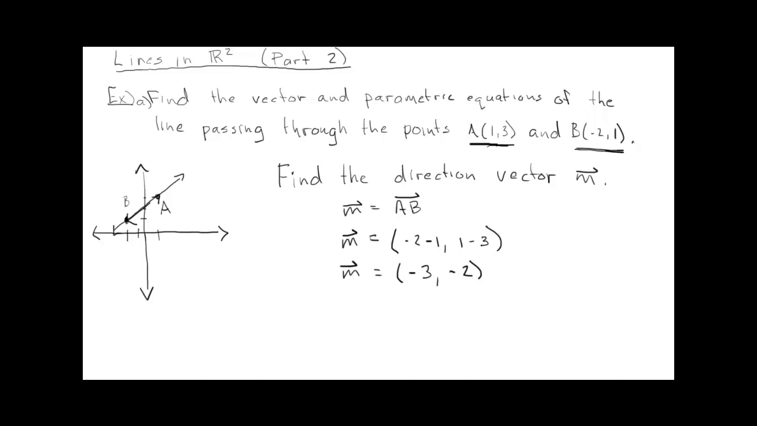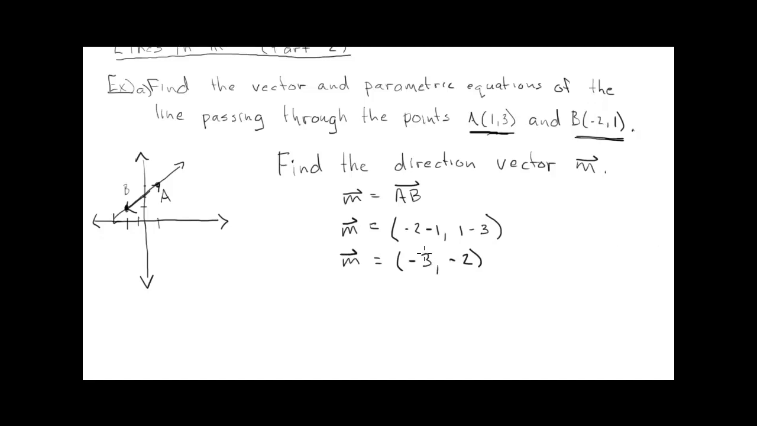Sometimes you want to reduce it. Like, let's say you got 6, 4. You might reduce that to 3, 2, you know, by multiplying by a half. And that's generally what we'll do. But you don't have to. You can use any direction vector you want. I'm going to use this direction vector right here.